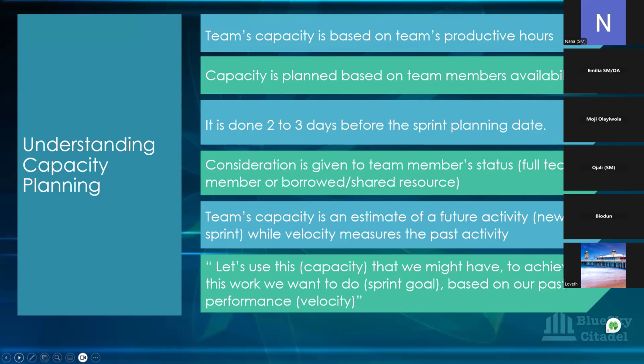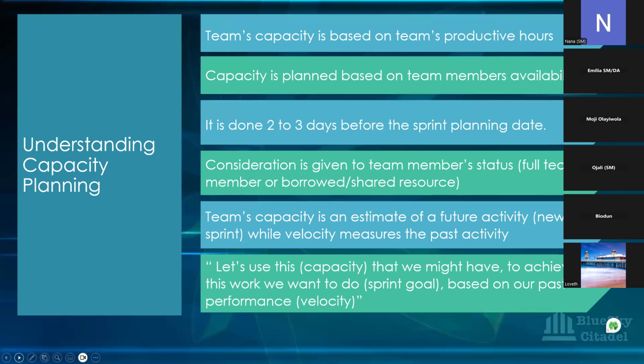One of them is the team's capacity is based on the team's productive hours. You might be wondering, what does that mean? Does that mean that some of their time is not productive? When you say productive hours, it means productive time spent developing, productive time spent actually carrying out software testing. That's what we mean by productive time. That doesn't mean the other time they spend in meetings and things like that is not productive. It is, but the productive time we're referring to here is when they're actually coding, or carrying out manual or automation testing. That's the productive hours we're looking at here.